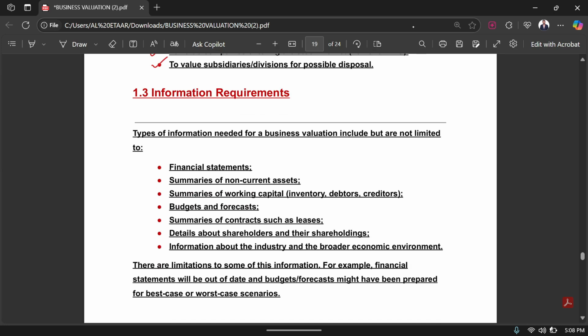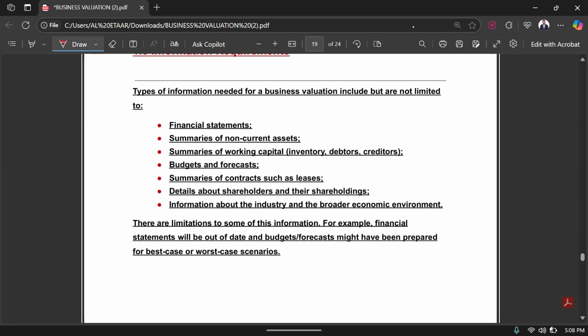And then it says what is the type of information that is required for a business valuation. So you need the financial statements of the companies. You need to go through the non-current asset summary, the summary of working capital, which includes inventory, debtors, creditors, right? Budgets and forecasts of the company, summaries of contracts such as leases, details about the shareholders and their shareholding, and information about the industry and the broader economic environment.